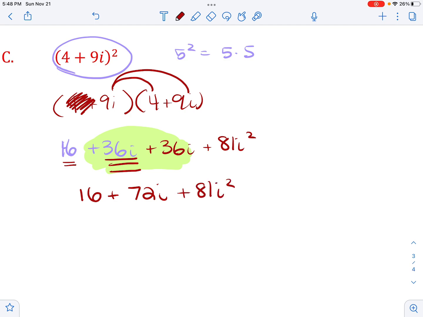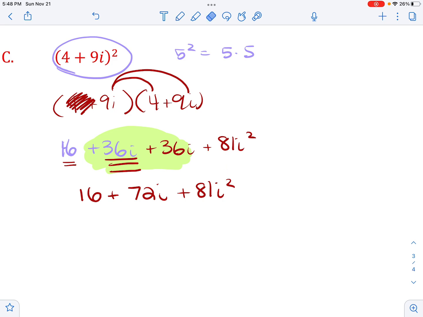Now I'm about to circle my final answer, but I want to just make sure. I can only circle my answer if I have combined my like terms, meaning are any of these combinable or are they all different? They all look different to me. This is alone. This has just an i and this has an i squared. So they all look different.